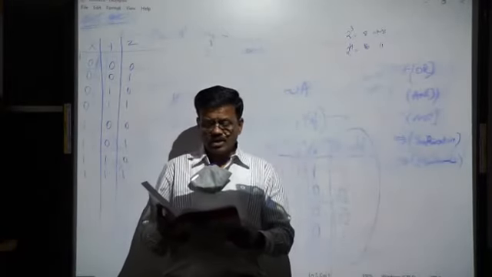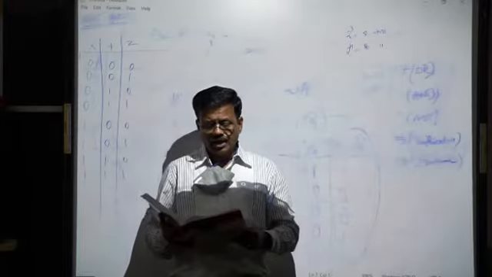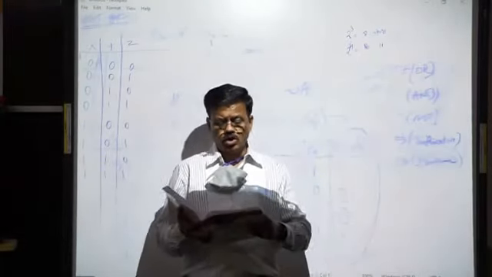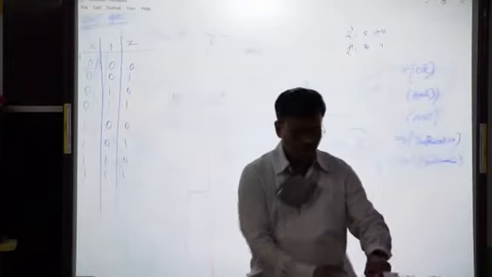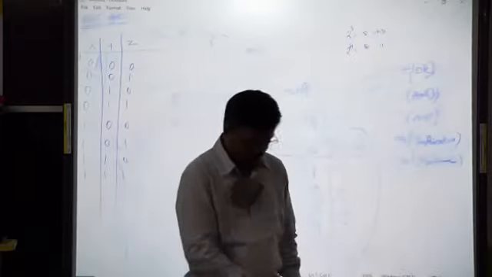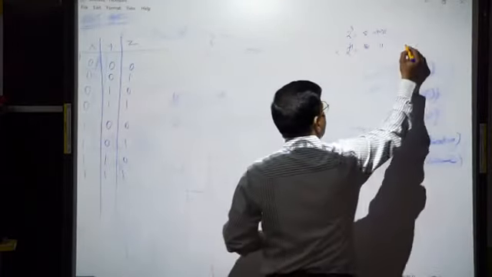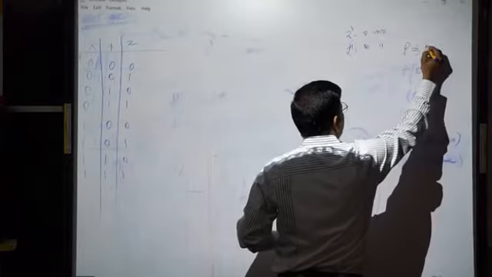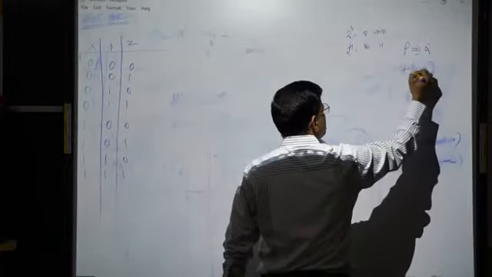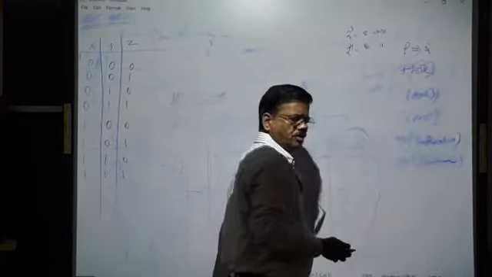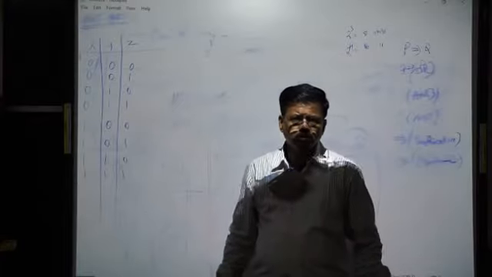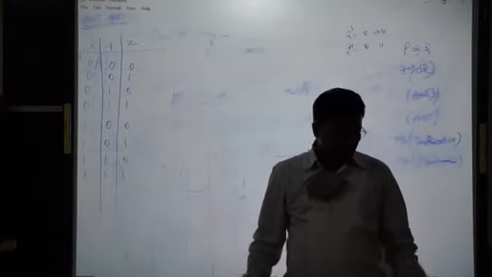The converse of a conditional proposition is determined by interchanging the antecedent and consequent of the given condition. What do you mean by that? P implication Q becomes Q implication P. This is called converse. They have given an example.